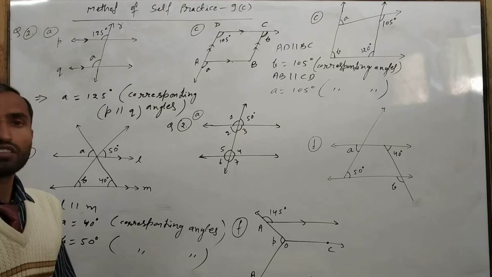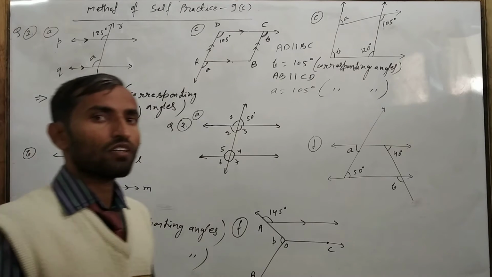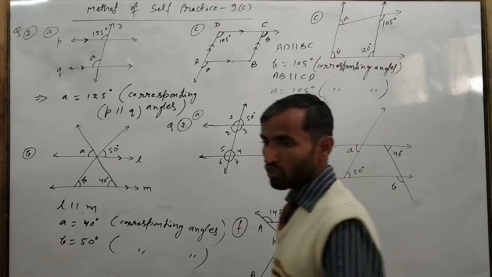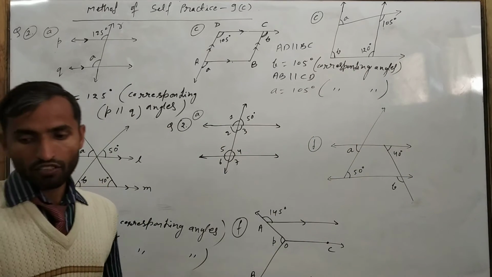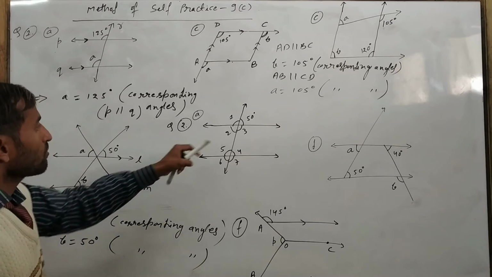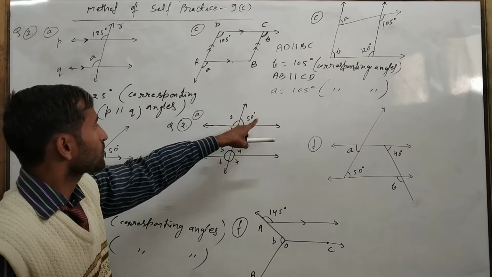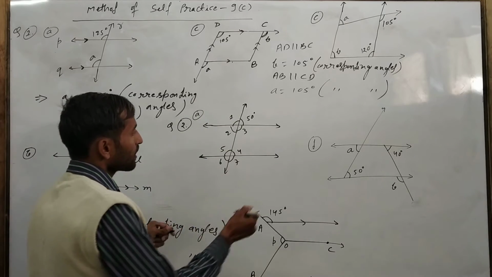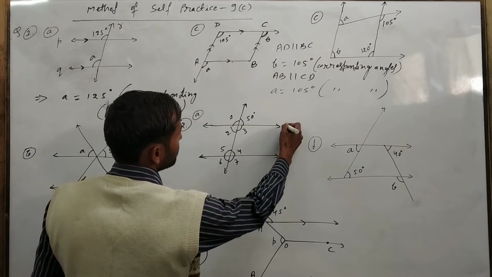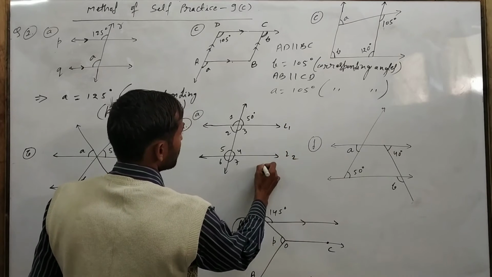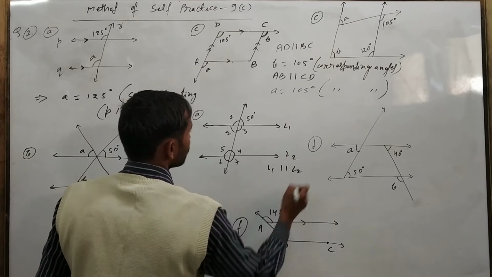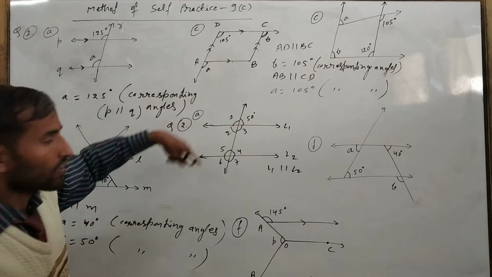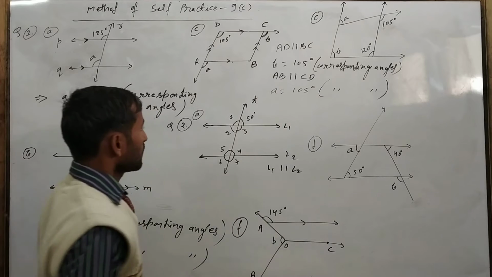We will use all the properties of angles, pairs of angles. Sometimes we will use vertically opposite, sometimes corresponding, sometimes co-interior also. Now see here, one angle is given in part A, the second question's A diagram. This line is parallel. Just write L1 and L2. So we will write L1 is parallel to L2. Now this one is the transversal line T.